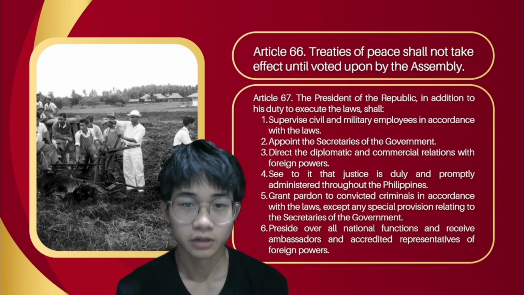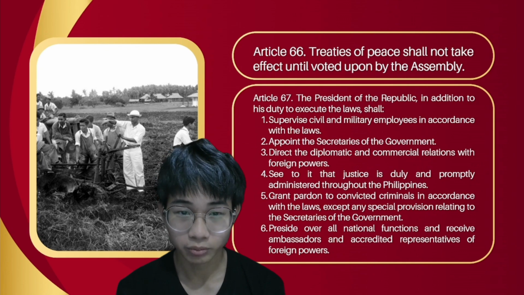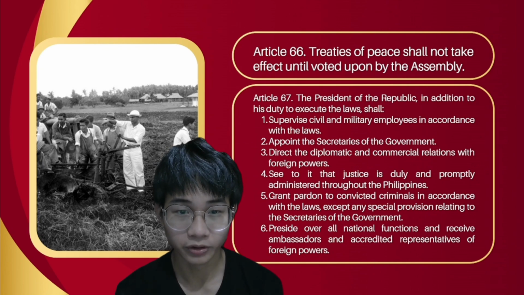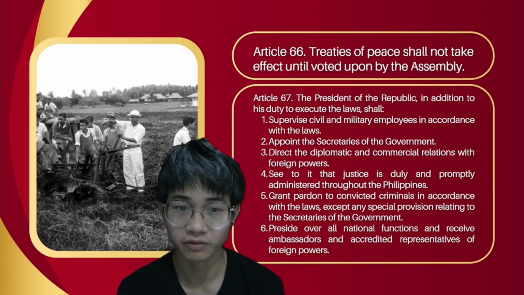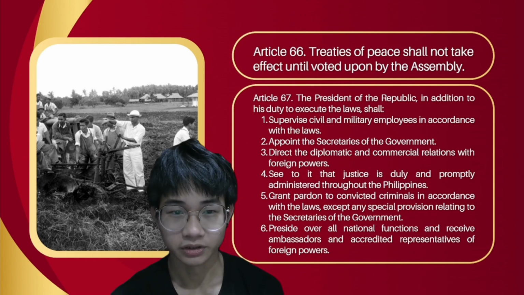Article 66. This article ensures that significant decisions like peace treaties, which have major implications for a country or entity, are subject to a formal approval process. It provides a system of checks and balances, allowing elected or appointed representatives to review and endorse such critical agreements before they become official.